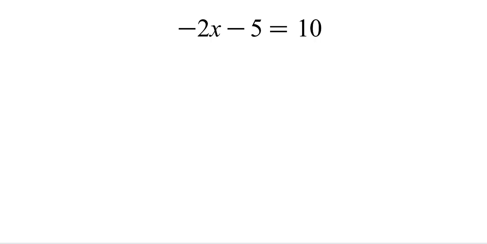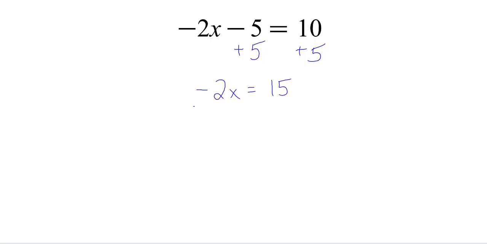We'll just do 2 more here. Negative 2x minus 5 equals 10. So the first step here is going to just be to get rid of what is least attached, which is the minus 5. The opposite of minus 5 is plus 5. That'll leave us with negative 2x equals 15.